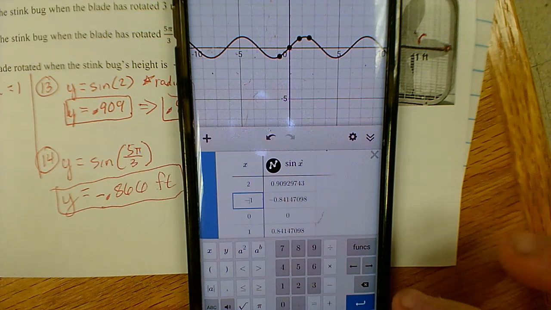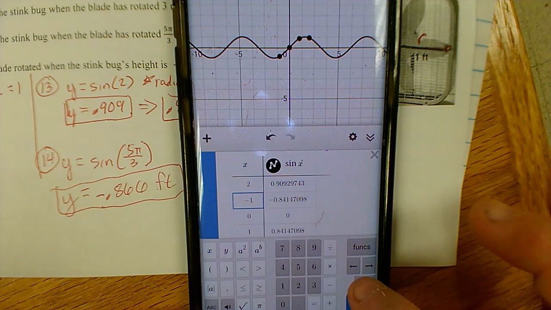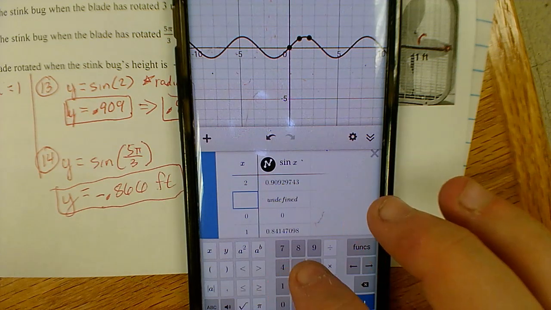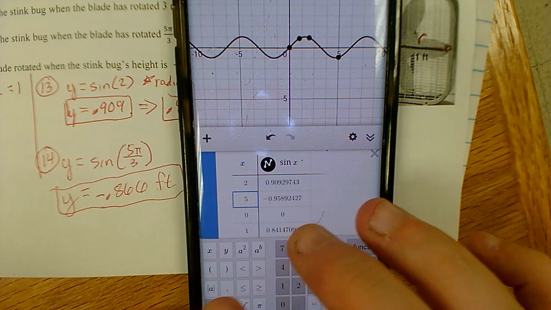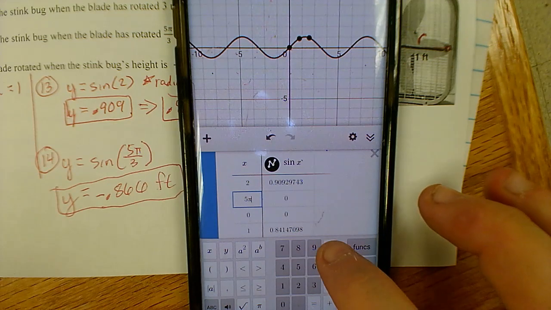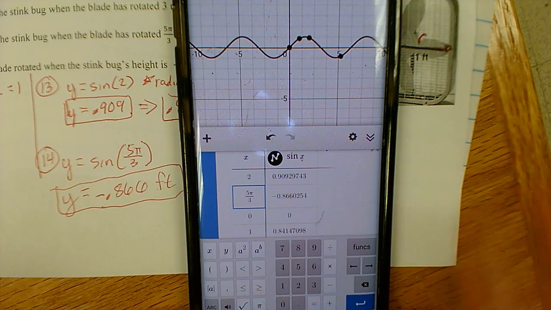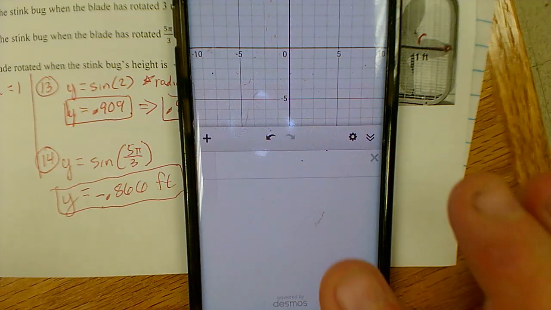Then for the 5 pi over 3, I haven't done this, so I hope it works. If I typed in 5 pi divided by 3, it gives me that. So you could either do it in the calculator, making sure you're in radian mode, or type it in the graph and look at a table. And now, here comes the best part of today's lesson.